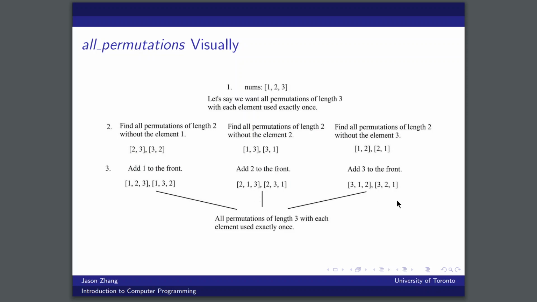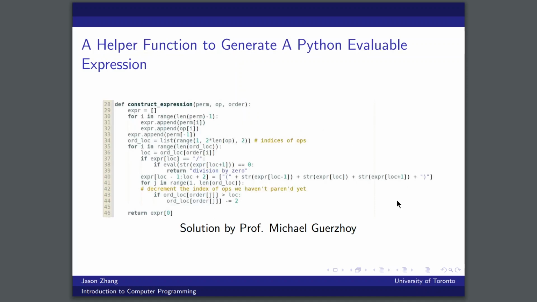And so in total, we have 6 permutations when we are not allowed to reuse elements, which makes sense because mathematically, we should have 3 factorial permutations, which is equal to 6. So we have all of our permutations, good to go.